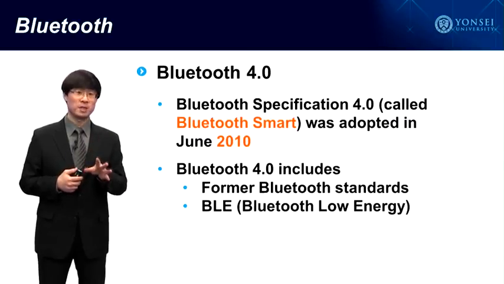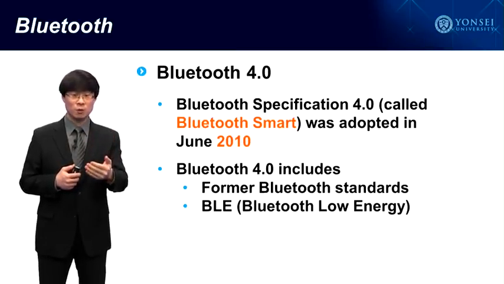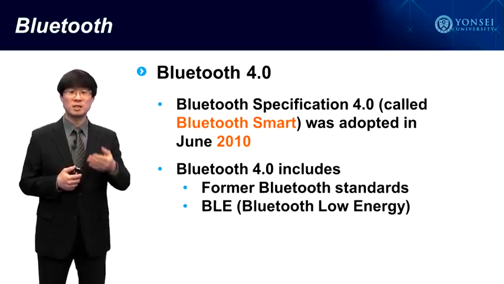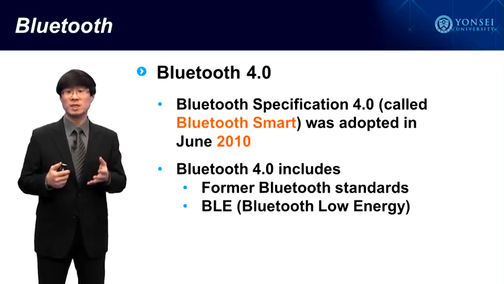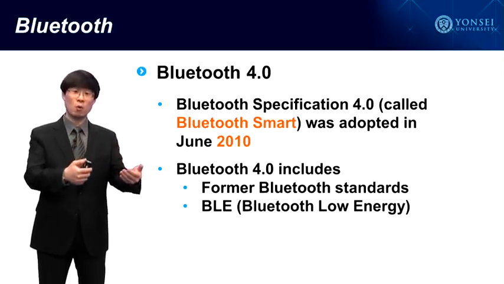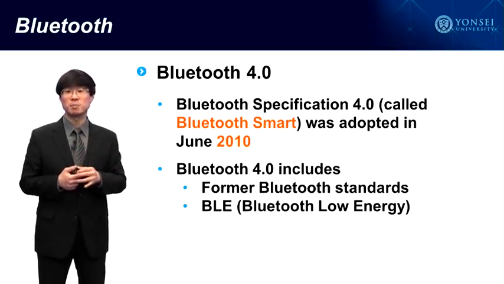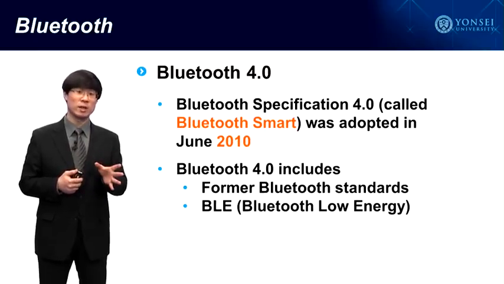Bluetooth 4.0, this is the state of the art, and this is the number series that are coming out. Starting from 4.0, of course, more, 4.1, 4.2, these releases are coming out. Now, Bluetooth specification 4.0 is also called Bluetooth Smart, and it was adopted in 2010. This includes, of course, the former Bluetooth standards, but it also includes BLE, Bluetooth Low Energy.